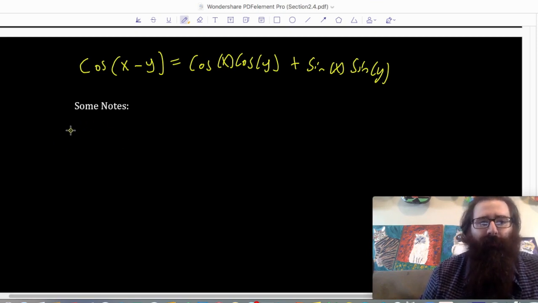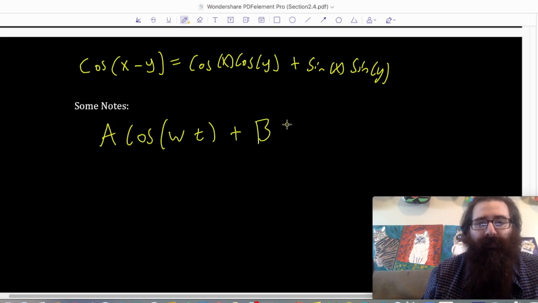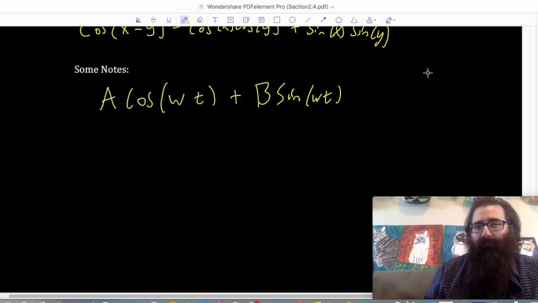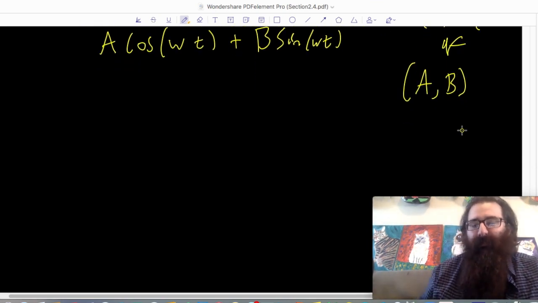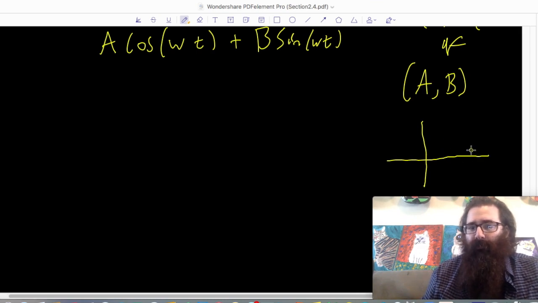So let's say that I have some function, let's say it's a cosine of omega t plus b sine of omega t. Now what I want to do is think of the ordered pair a comma b, and plot this in the Cartesian coordinate system. I'm just going to show how this would look in quadrant 1, but really it shouldn't matter too much. So here's my ordered pair a comma b, which means I'm moving a units in the x direction and then b units up in the y direction.